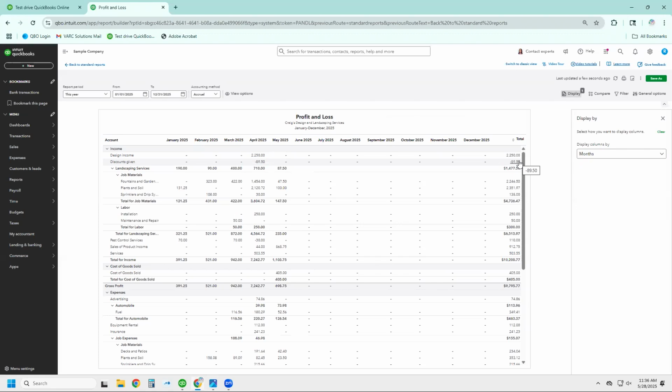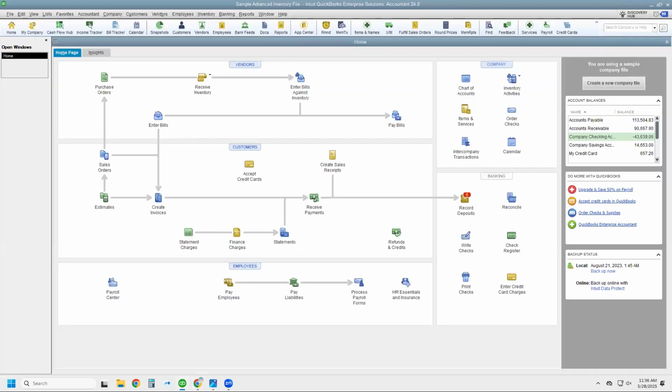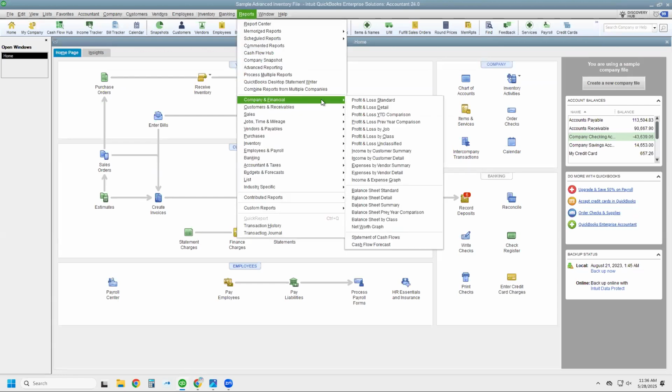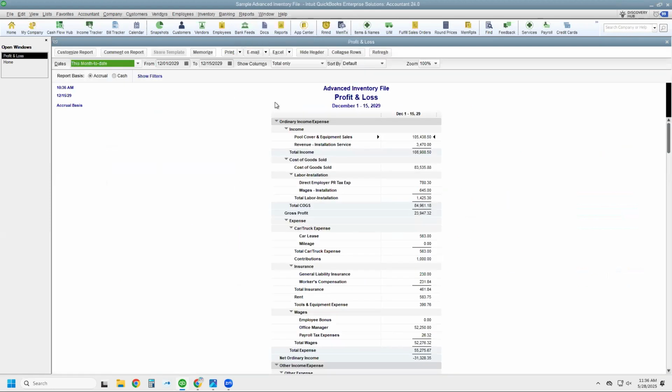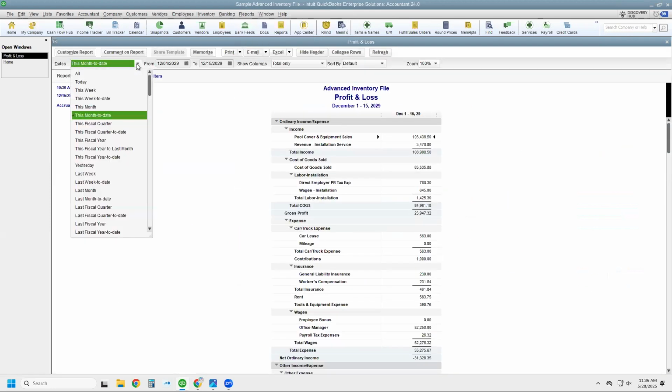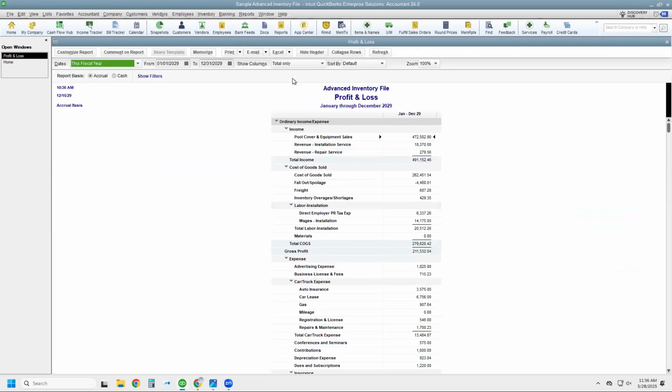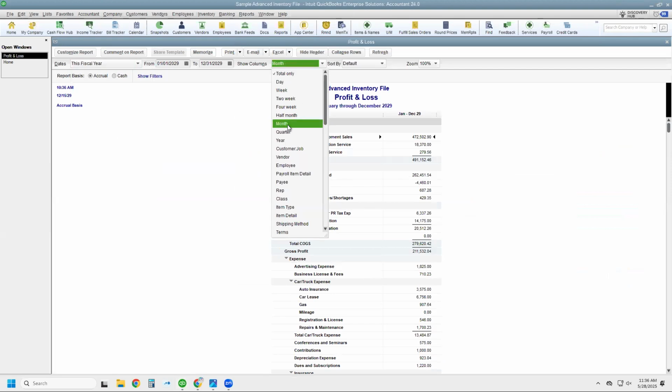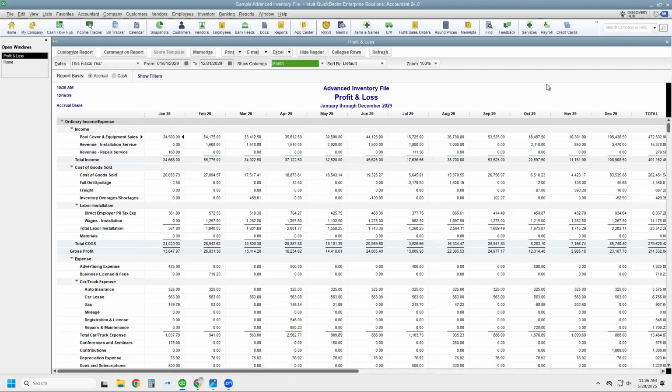Really quickly, I'm going to jump over to desktop as well. Want you to see how to get to these reports. Reports, company and financials, again, profit and loss and balance sheet. We're going to start with the profit and loss. And again, I'm going to shift to this year by month, just so you can see some trends.